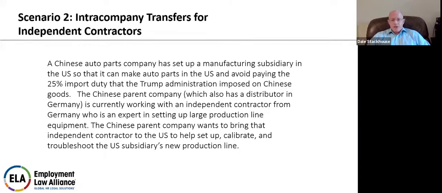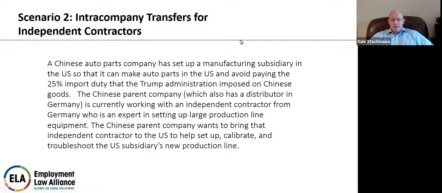The Chinese parent company, which also has a distributor in Germany, is working with an independent contractor from Germany who's experienced and is an expert in setting up large production line equipment. The Chinese parent company likes that German consultant, that independent contractor, who they have treated as an independent contractor in Germany, and the German authorities have not challenged that.